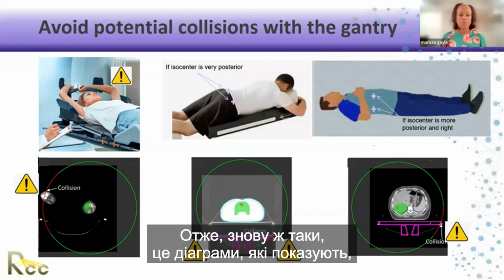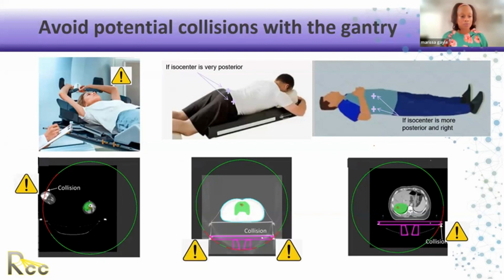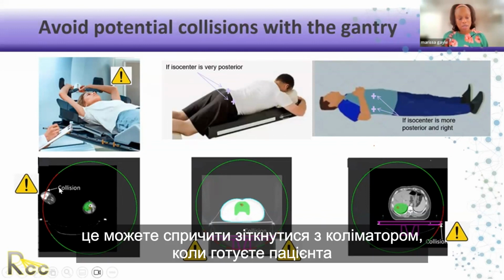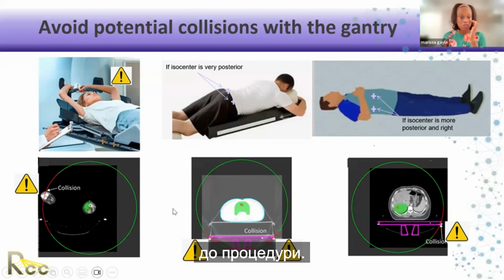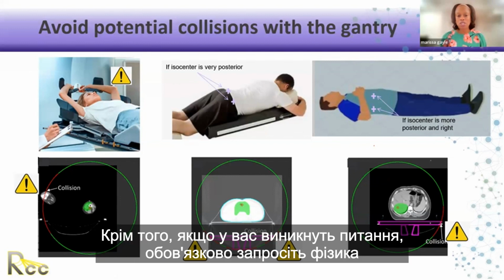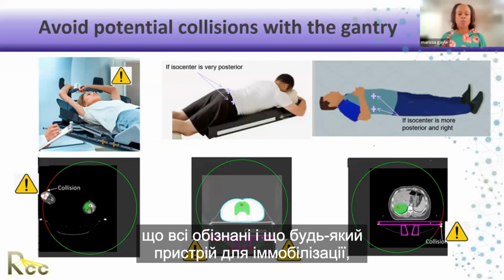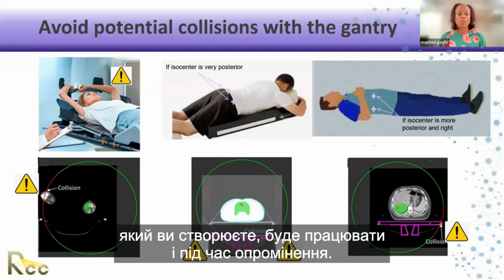So again, these are diagrams showing that if the patient's arms are too wide, you could get a collision here when you're setting up the patient in the treatment room. So you want everything to be as centered as possible. Also, if you have any questions, definitely bring in the physicists and the dosimetrists during the simulation process to make sure that everybody's on board and that whatever immobilization device you're creating will be workable also in the treatment room.